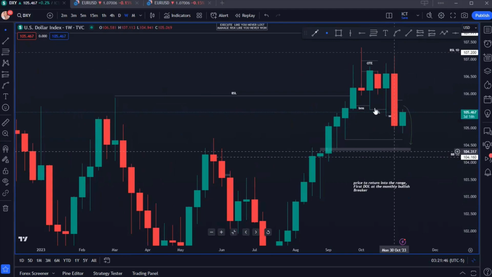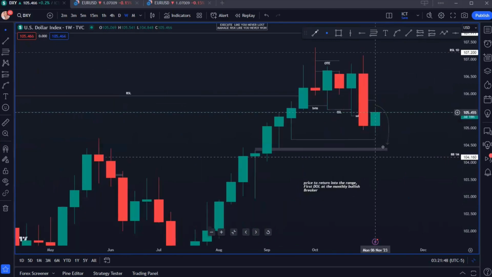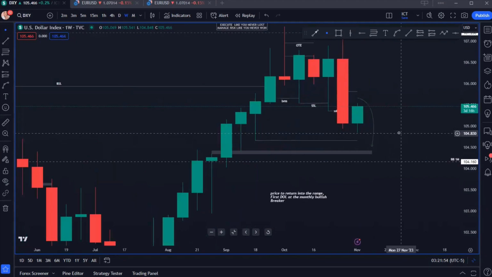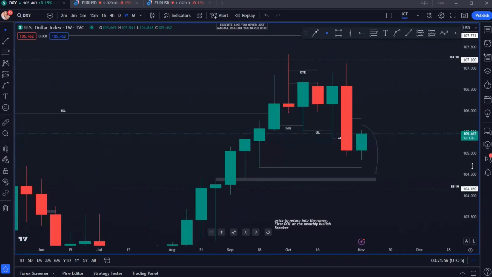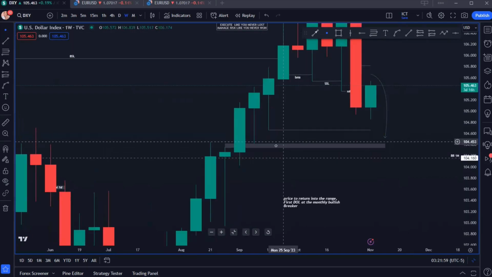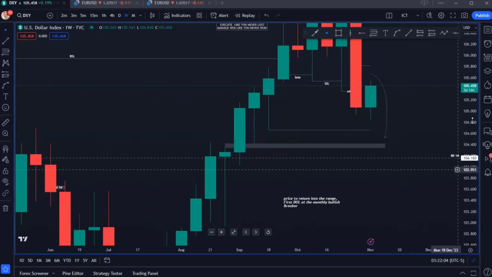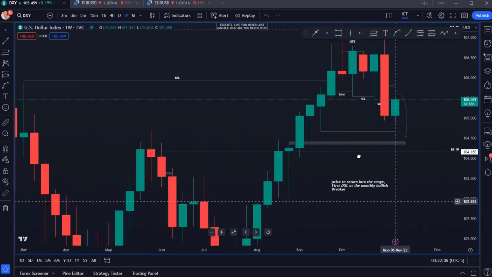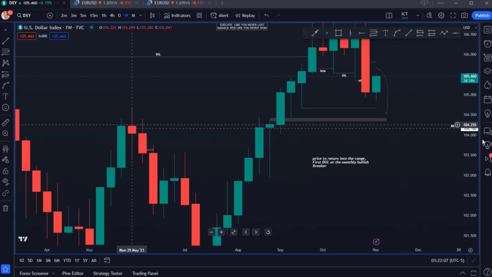Okay, so this pullback to the upside is just a little pullback, then a continuation to the downside is what I'm expecting. Okay, but don't take my word for it. So now, where is the FVG right there? If you look closely, there's a little FVG right there. So the first draw on liquidity is this FVG. Okay, in the weekly time frame, you can see this FVG marked here. So this is my first draw on liquidity. My second draw on liquidity is this mitigation block on the monthly time frame. This is a mitigation block.